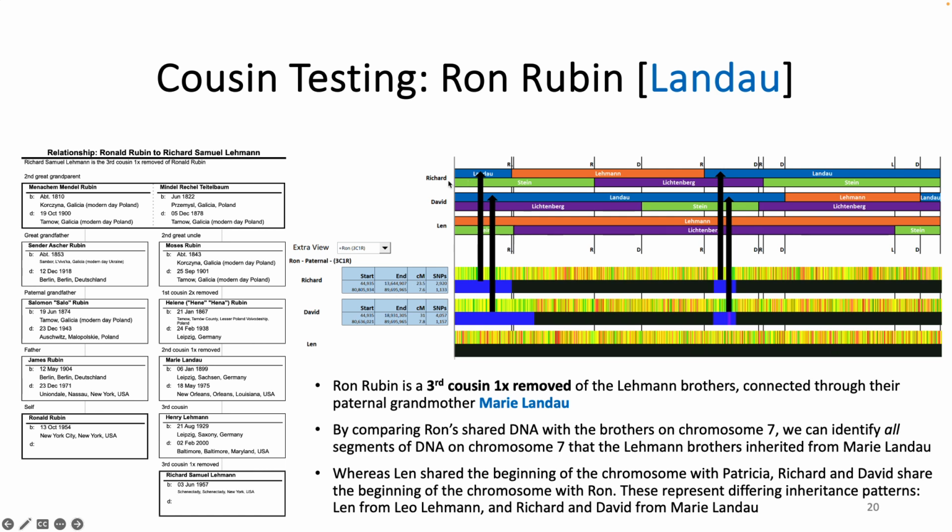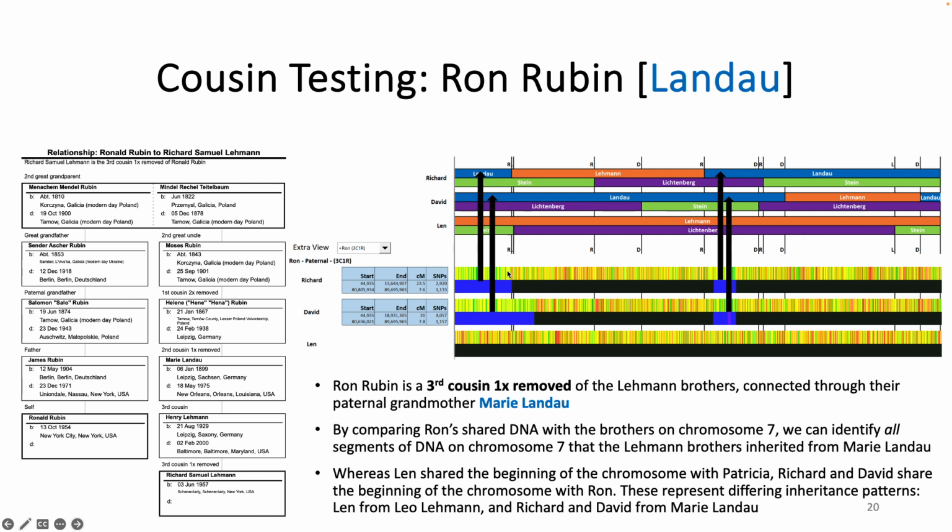But we talked about how at the beginning of the chromosome, Richard had to have inherited his DNA from Landau because Len had inherited from Lehmann. Well, here we see a perfect example that he did, because Ron Rubin is a Landau cousin, he's from the Landau side, and Richard happens to share DNA with him there, and so does David.